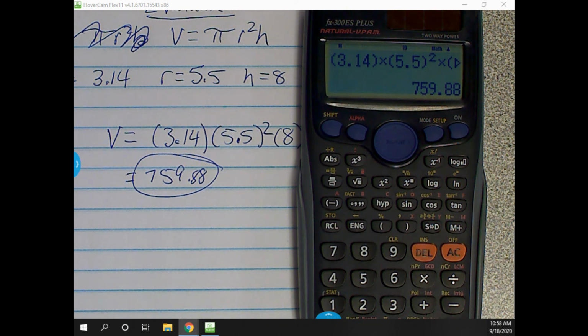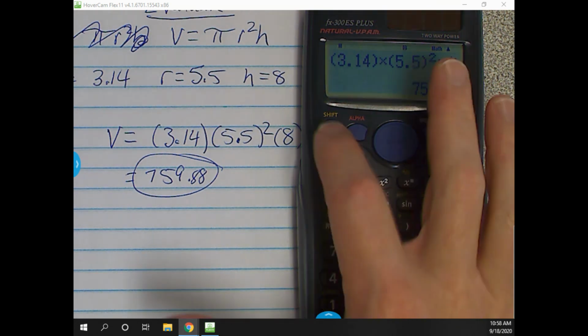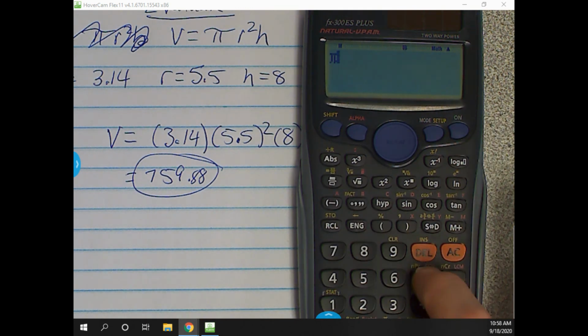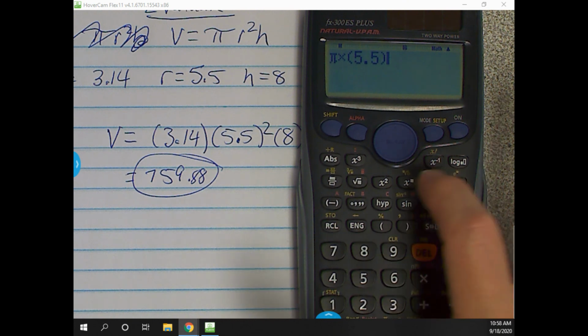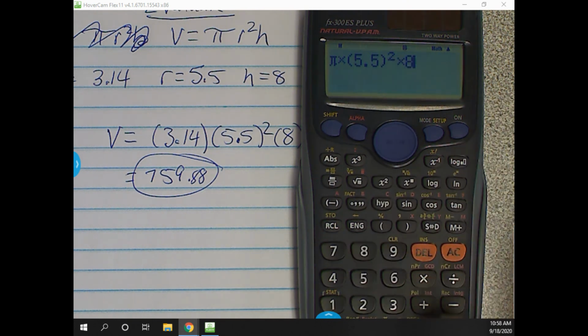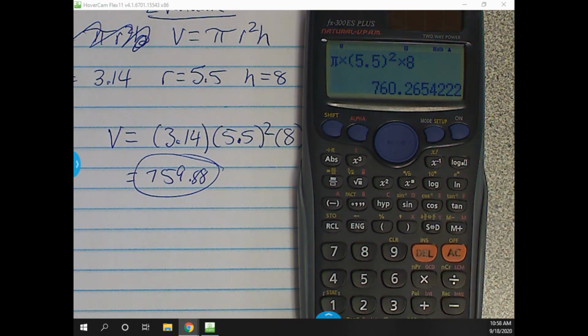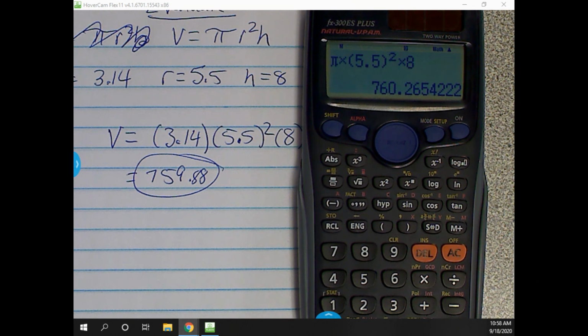And some people go, what if I accidentally use my pi button? Okay, it should give you an answer that's really close to that. The pi button is right here, times 5.5 squared times 8. Now, this one again gives you the answer in pi, which again, we want the decimal number, so hit that SD button again to get it back to the decimal number at 760. So if you accidentally use the pi button, it comes out to be 760.